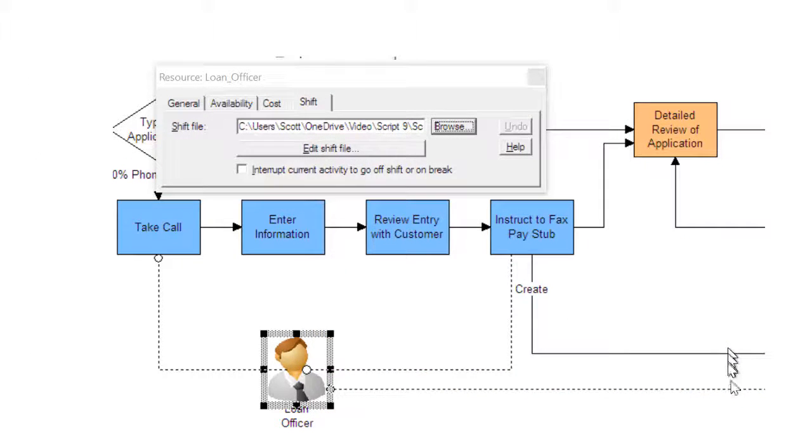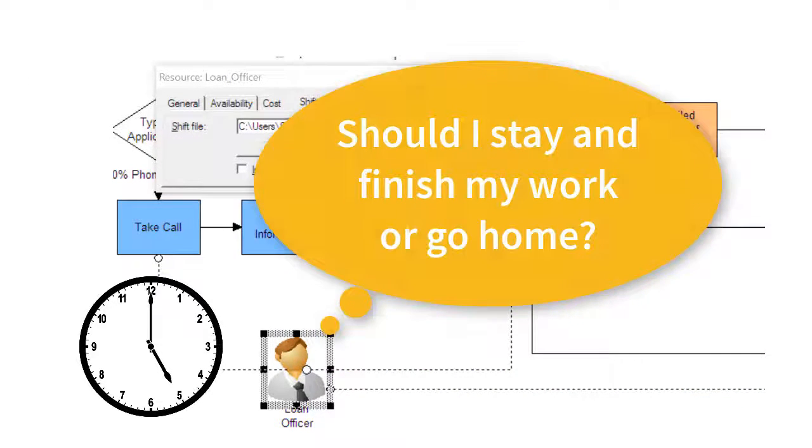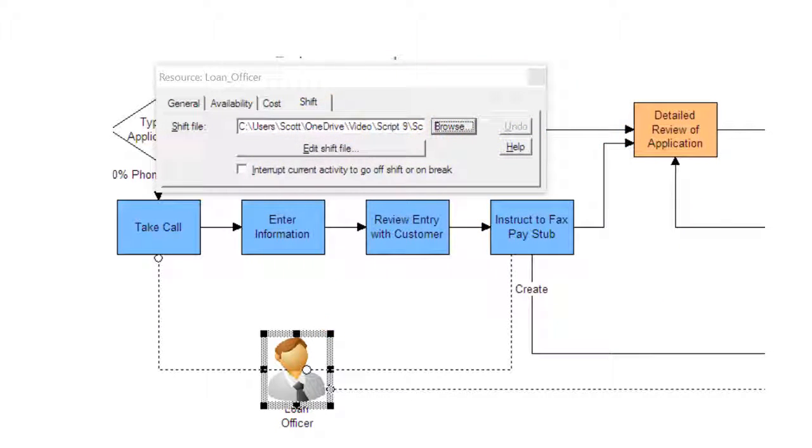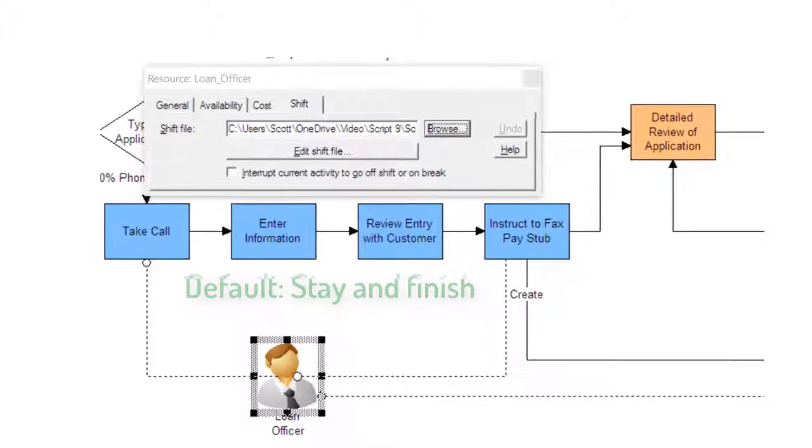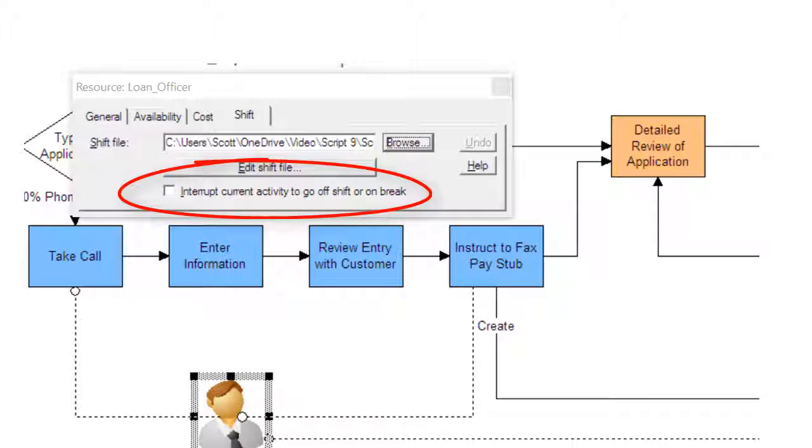What happens if the resource is busy working at the end of a shift? The resource will continue to work until the activity time is finished, unless the interrupt current activity to go off shift or on break checkbox is selected.